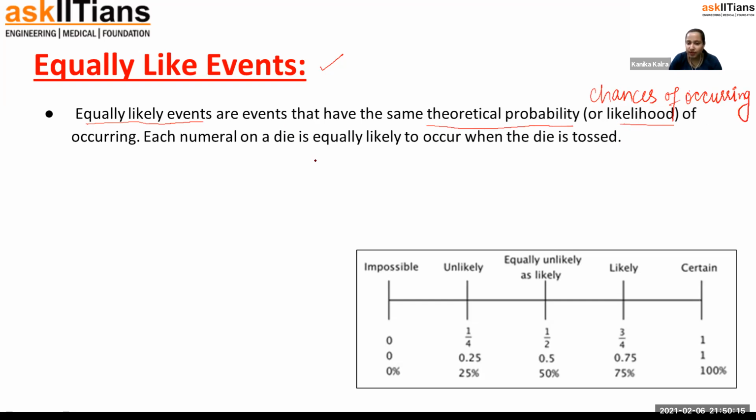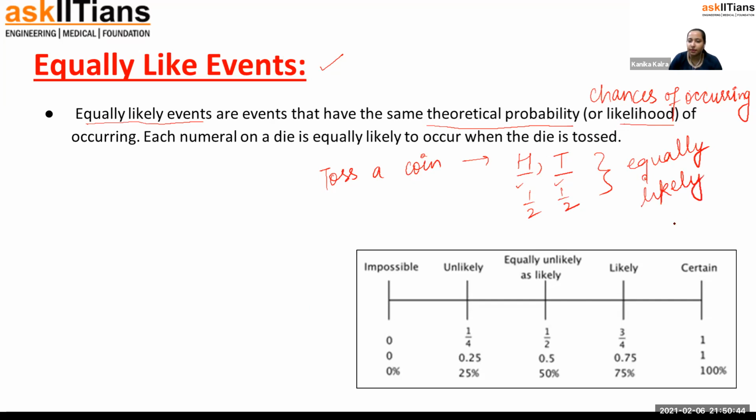So, those events which have equal chances of occurring. For example, if you toss a coin, you will get two outcomes, head and tail. Both of them have equal chances of happening. It would be 1 by 2 and 1 by 2. So such events are known as equally likely events. Events whose likelihood or chances of occurring are equal.